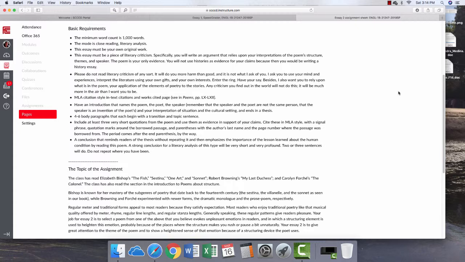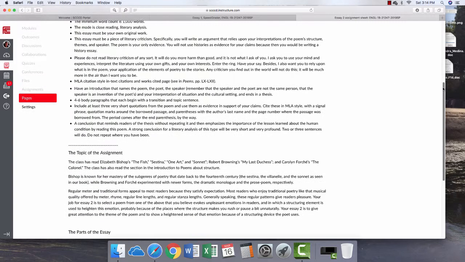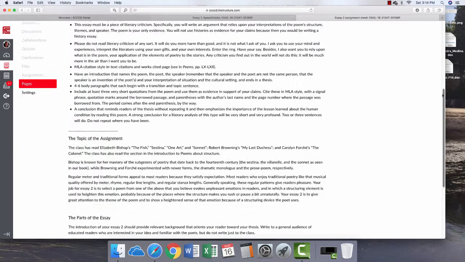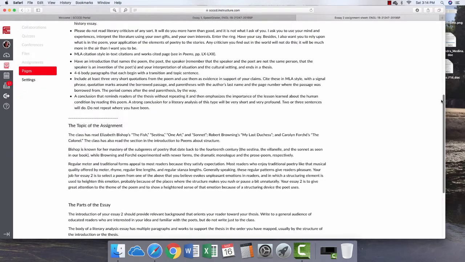This essay must be your own original work. This essay must be a piece of literary criticism. Specifically, you will write an argument that relies upon your interpretation of the poem's structures, themes, and speaker. The poem is your only evidence. So, reminder again, in a literature class, it's supposed to be just you and the work, primary research, not any use of any external sources.